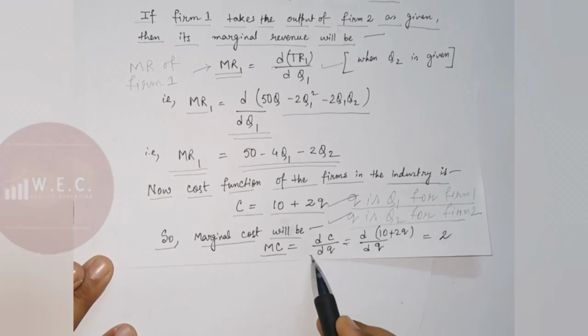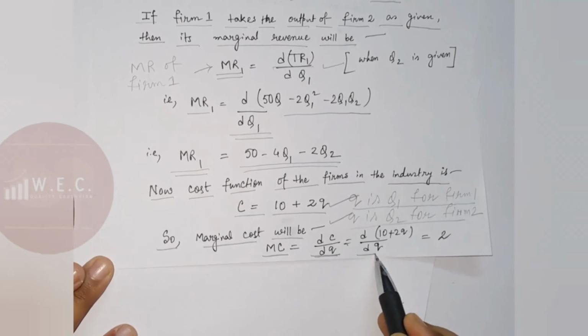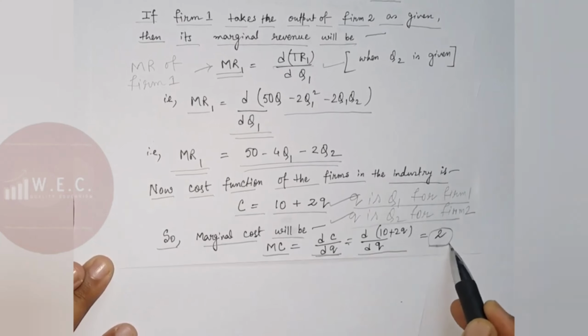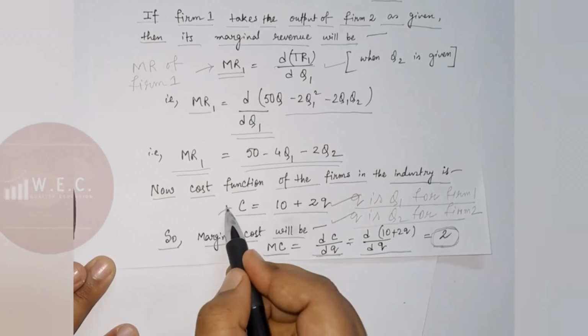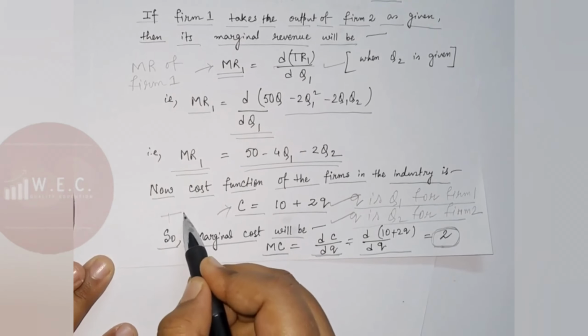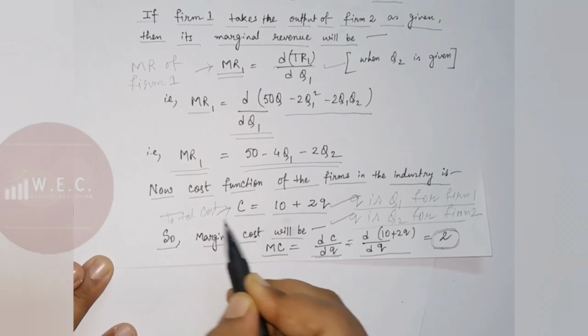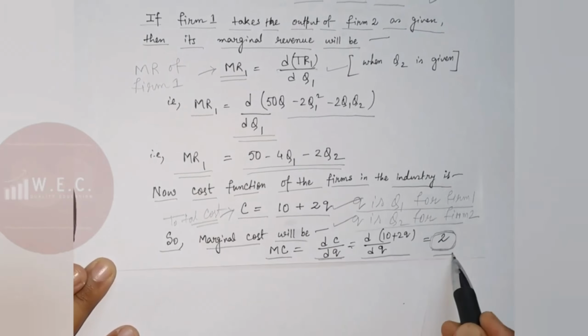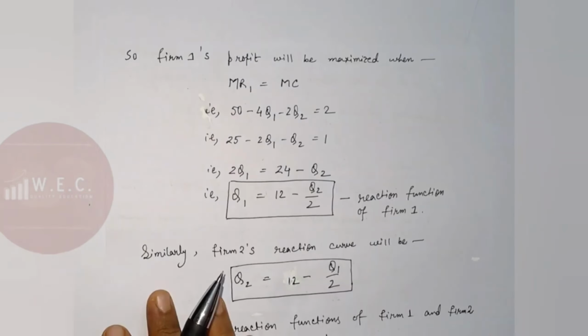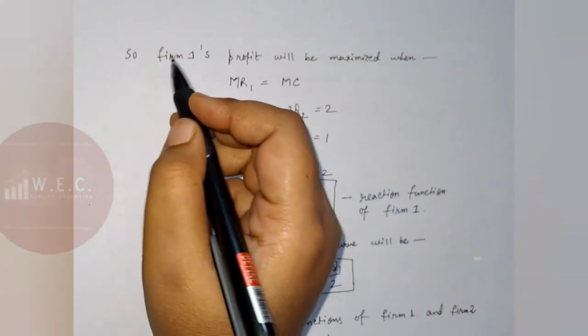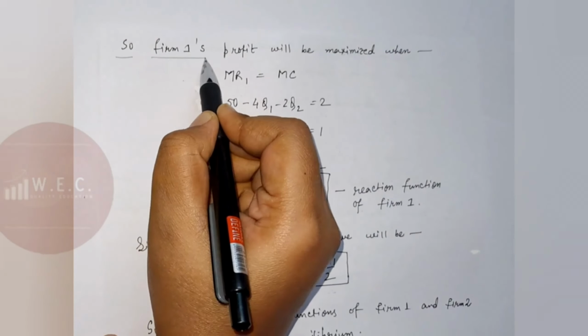So marginal cost will be the derivative of cost with respect to Q. That is MC equals dC/dQ equals the derivative of 10 plus 2Q with respect to Q, and that is equal to 2. So the marginal cost of firm 1 and firm 2 both is 2.